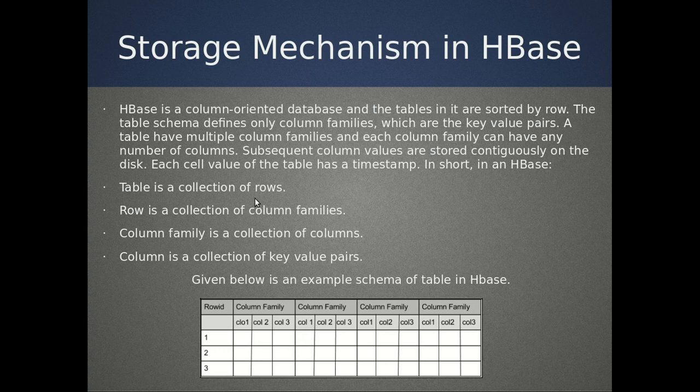Table is a collection of rows. Row is a collection of column families. That is nothing but the combination of columns. Column family is a collection of columns, and each column is a collection of key value pairs. So inside a column, the value is stored as a key value pair. Key is just the column name, and the value is the actual value.